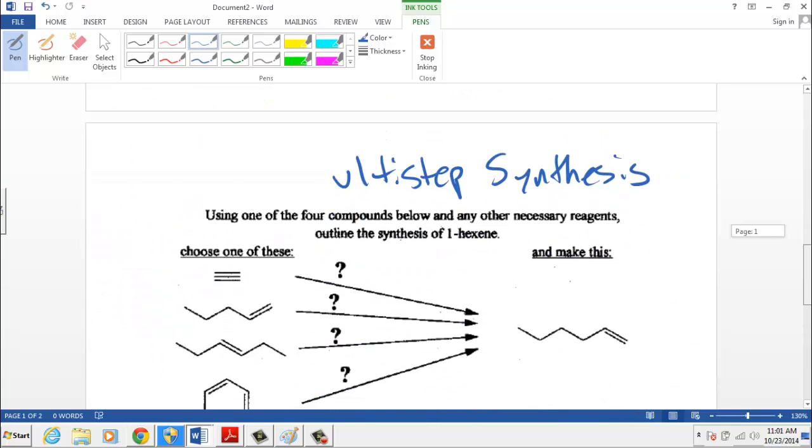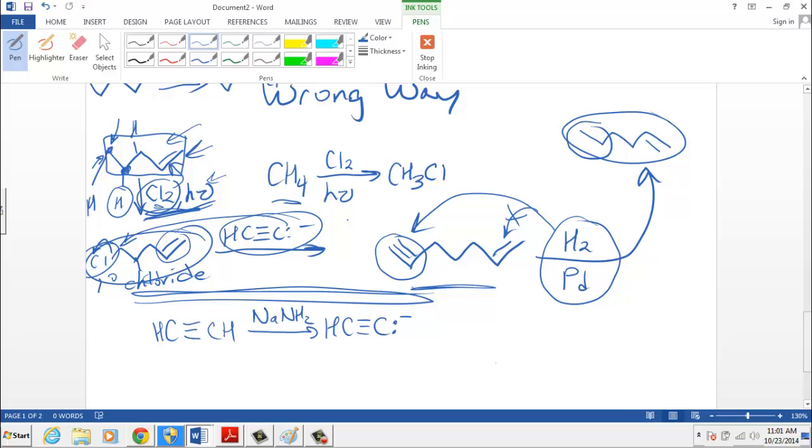You're just going to get hexane. Or are you? This molecule has 1, 2, 3, 4, 5, 6, 7. Oops. So this is actually going to make not that molecule up there, but it's going to make heptane.